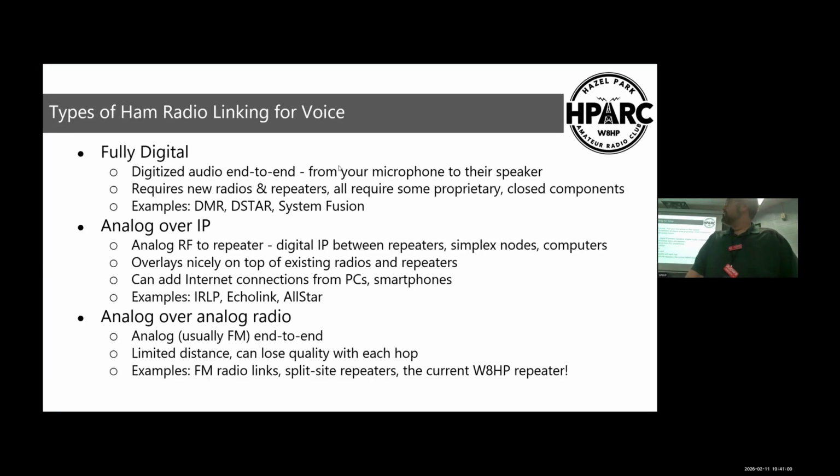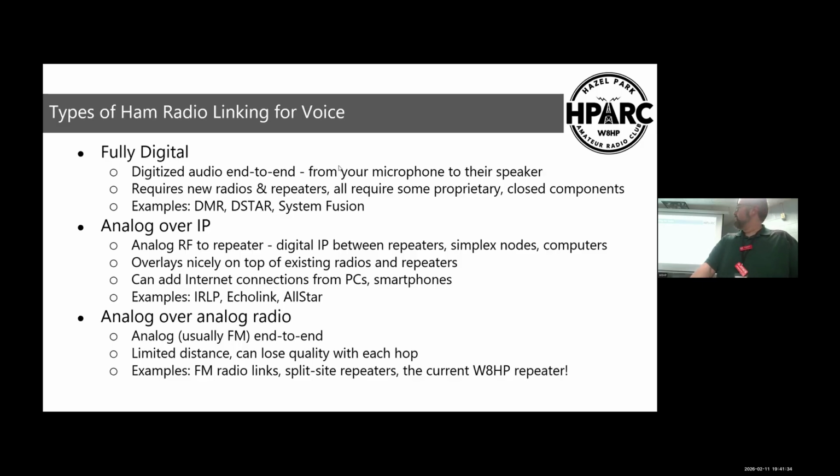So to start, what is Allstar? At a very high level, Allstar is a method to link repeater systems. There's a couple different ways you can link repeater systems. The first is fully digital. That's your DMR, where as soon as you key up, it goes out over the air as a digital signal, gets received as a digital signal, sent over the internet as a digital signal, and comes out the other end digitally. That's like our System Fusion, D-Star, DMR, all of that.